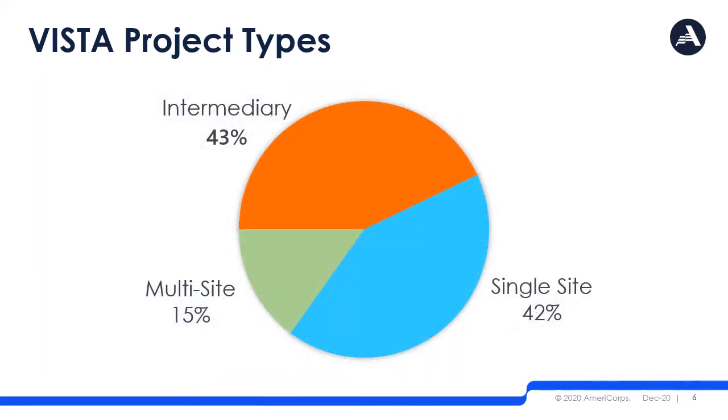Intermediary and single-site projects make up the majority of VISTA projects, with 43% and 42% respectively. Multi-site projects account for 15% of the total.